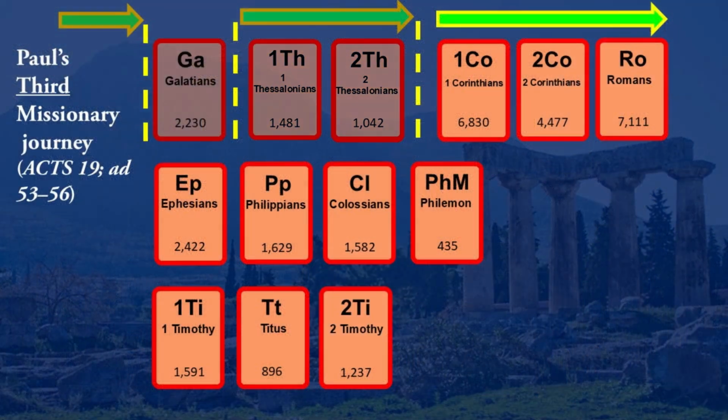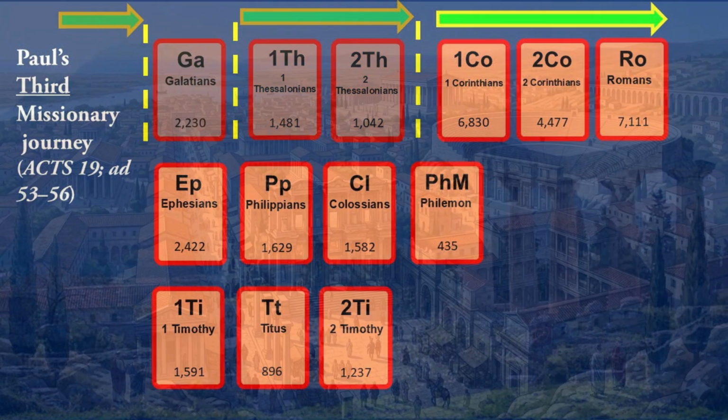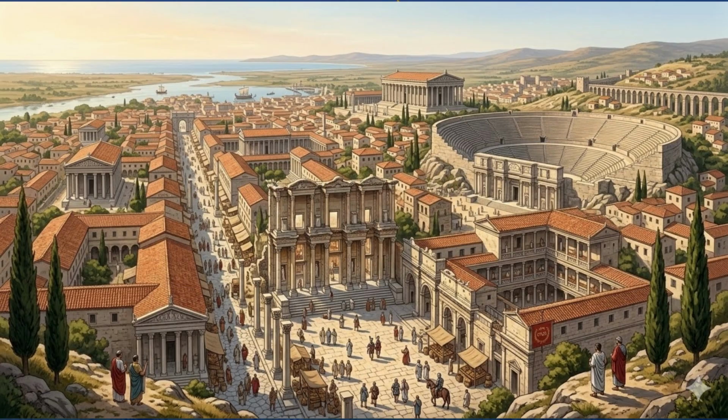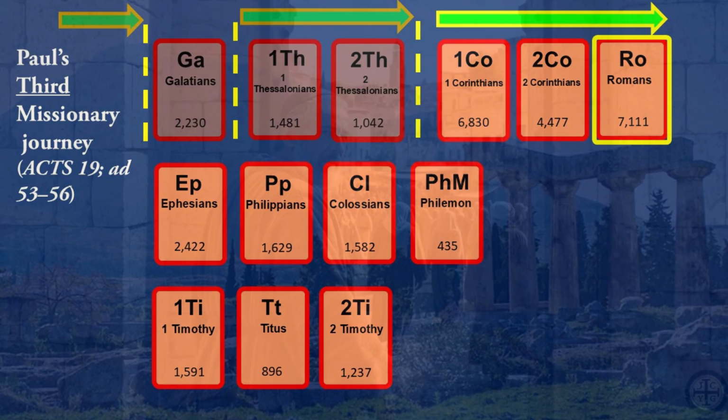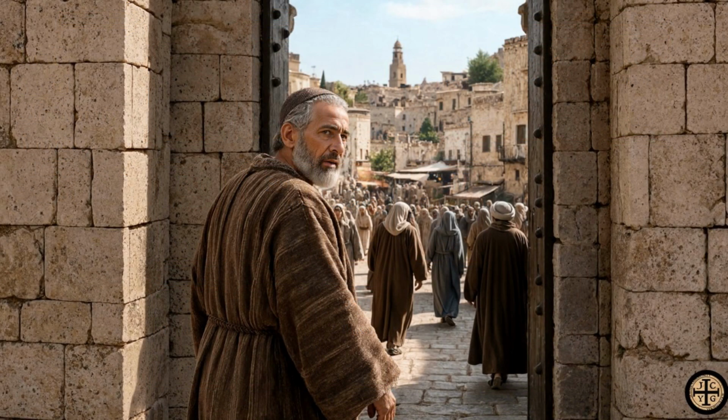On Paul's third missionary journey, he traveled through Galatia to the Roman province of Asia Minor, western modern Turkey, ministering in Ephesus for 3 years. 3 letters were written during this period: 1 Corinthians, 2 Corinthians, and Romans. Following his third missionary journey, Paul returned to Jerusalem.